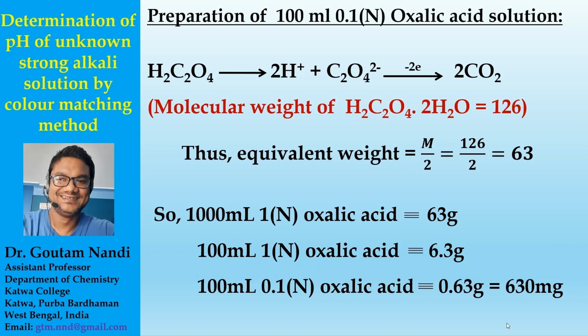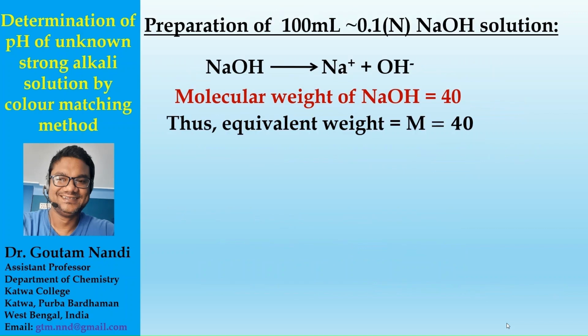Next is the preparation of about 0.1 normal NaOH solution. Why is it 'about'? As I said, NaOH is a secondary standard, so we cannot prepare the exact NaOH solution by weighing. We have to standardize. Anyway, for NaOH, there is only one hydroxide ion, so the equivalent weight and molecular weight will be the same, and the molecular weight is 40.